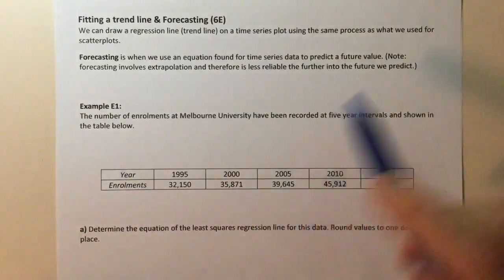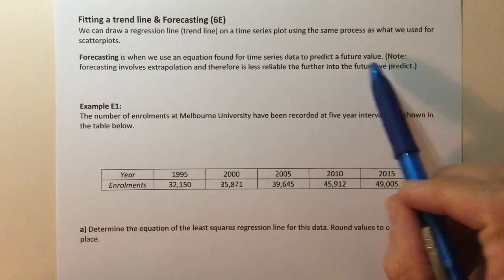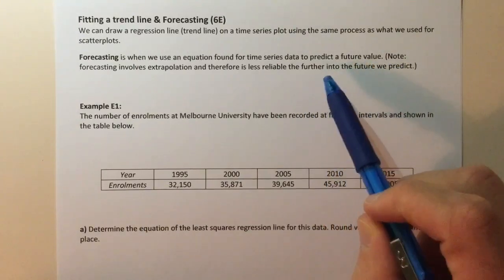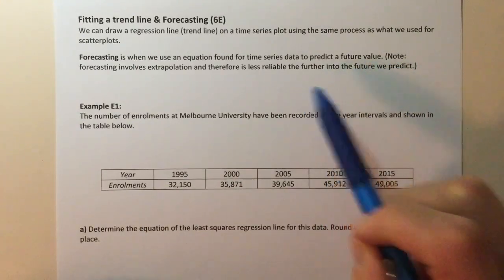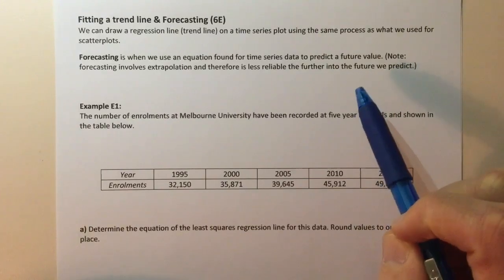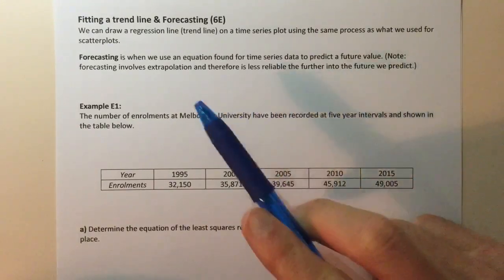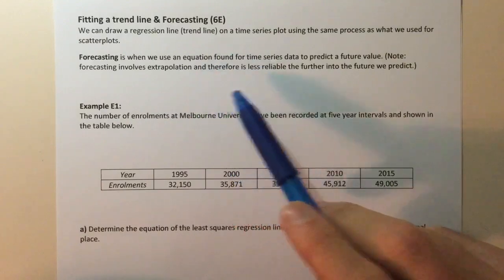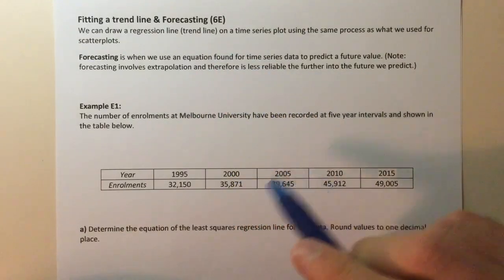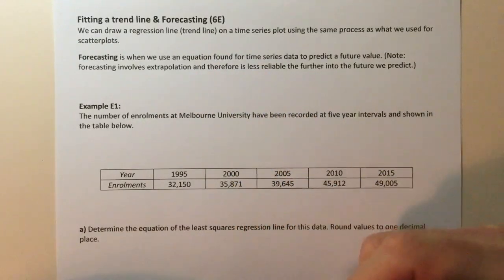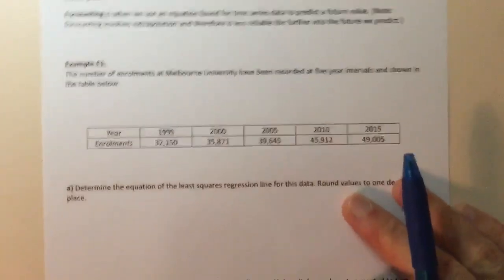So one extra thing to note here, when we forecast, by its nature, it means we're extrapolating, because we're typically predicting into the future where we haven't actually got any data yet. So it's important to note that forecasting is a process of extrapolation, and the further into the future you predict, the less reliable that would become. And you might get questions about that because, as I said, it is a form of extrapolation. Okay, let's get stuck into the first example.